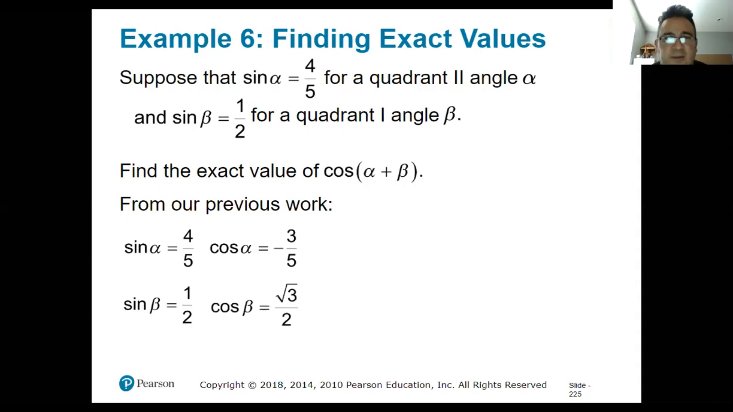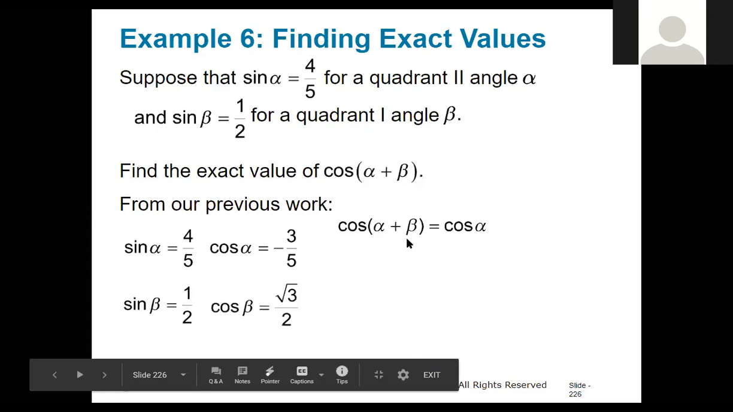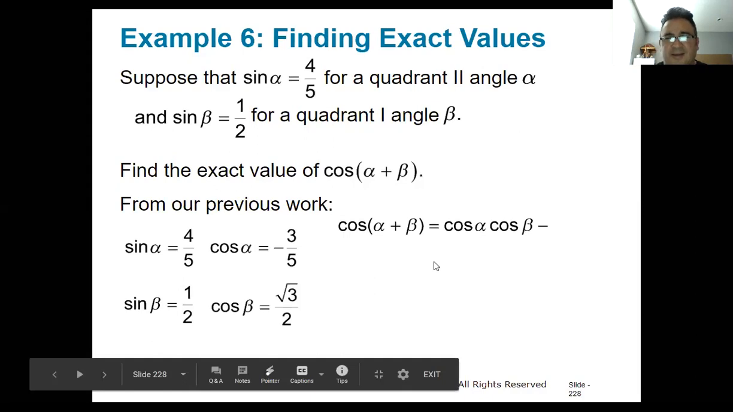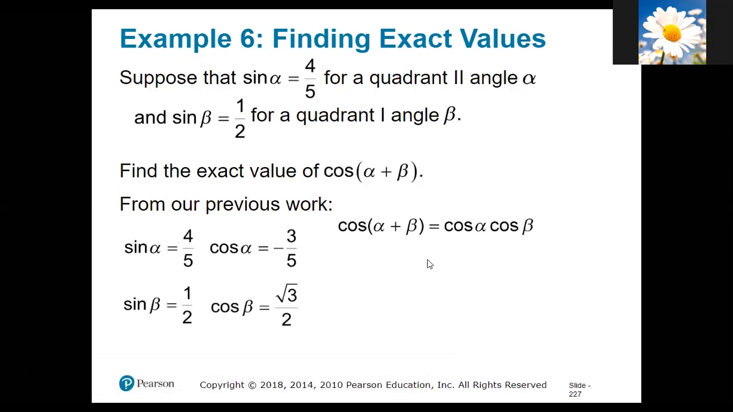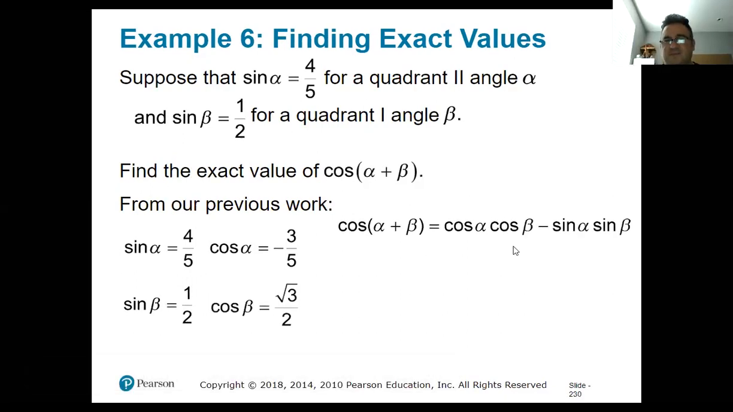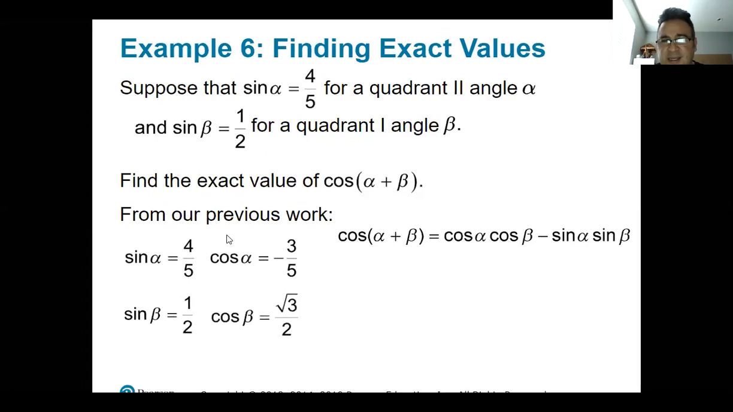So now let's put this together. What was cosine of alpha plus beta? It is cosine alpha times cosine beta minus sine alpha times sine beta. There we go. That's right. We good? And now we're just plugging in values, because we have them. Cosine alpha is -3 over 5.